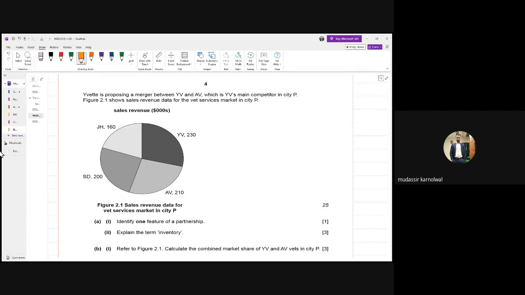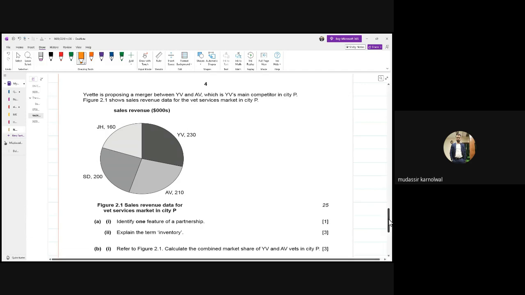Okay, identify one feature of partnership. That's a very easy question. One feature of partnership can be multiple owners. I think multiple owners is a very simple feature of it. Then explain the term inventory. Inventory is the stock that is kept by the business for reselling purposes. Say it. I have written the answers. I will show you again.